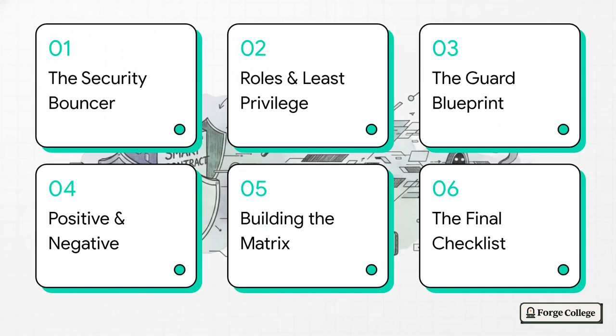Okay, let's dive into this agenda. Think of it as our engineering schematic for building the ultimate nightclub security system for your smart contracts. We're going to quickly cover the access control bouncer, roles and least privilege, reading the guard blueprint, positive and negative tests, building the matrix, and finally, the final checklist.